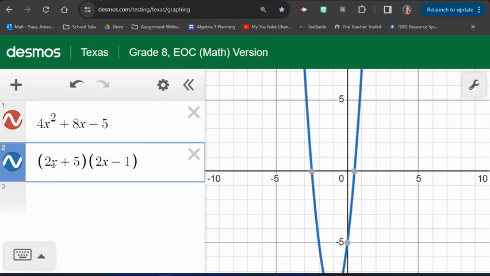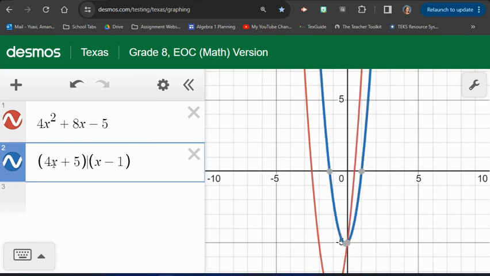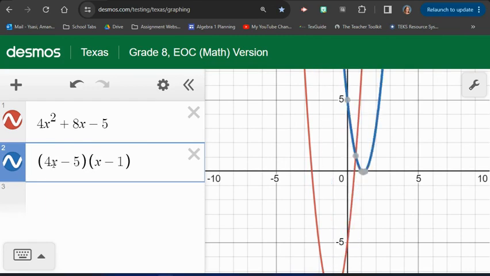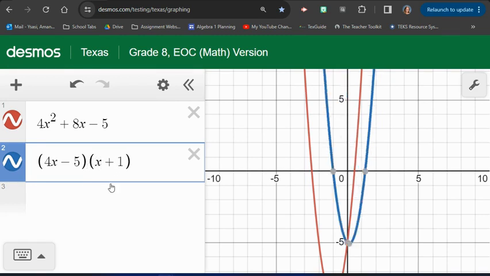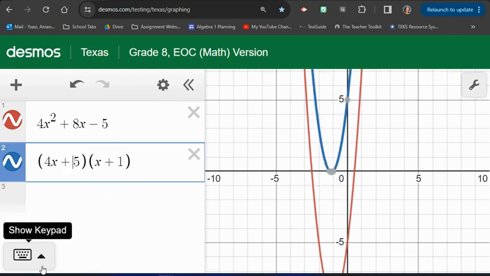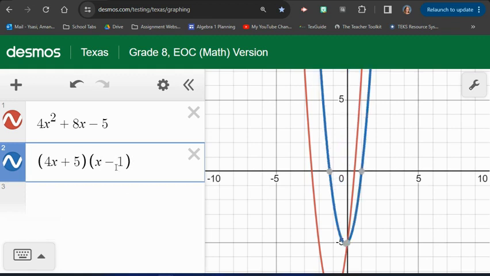But sometimes there could be a mistake. So you don't want to just say, okay, I'm done. You really want to check that last choice or the rest of the choices. So it's 4x minus 1 and x. 4x minus 5 and x plus 1. So that's not it. Then the next one is 4x plus 5 and x minus 1. So that's not it either. So that means the answer choice is B.